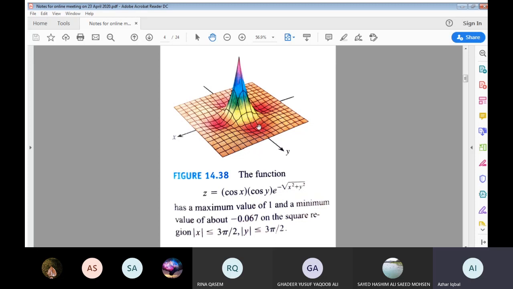So of course these compressions are going below the plane, which is the xy plane. Okay, so the value of this function is less than 0, given that in the xy plane the value of the function is 0. So it remains, that's why I say minus 0.067.